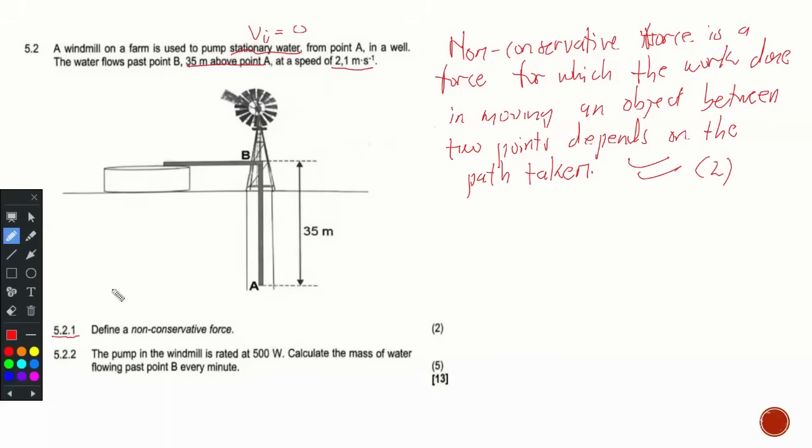Okay, then 5.2.2 says the pump in the windmill is rated 500 watts. Note that. Calculate again what? The mass of water flowing past point B every minute. Every minute means every 60 seconds, right? So as you can see, it's a similar question. Okay, so now this is what we are going to have.